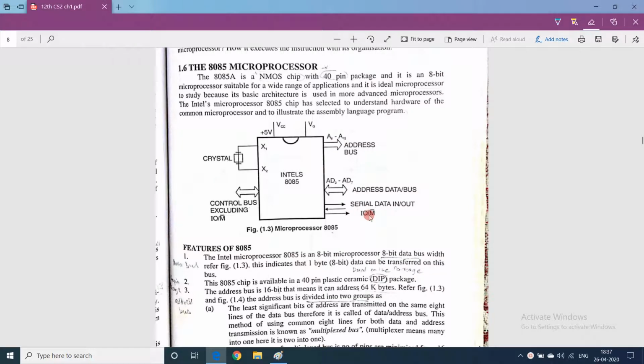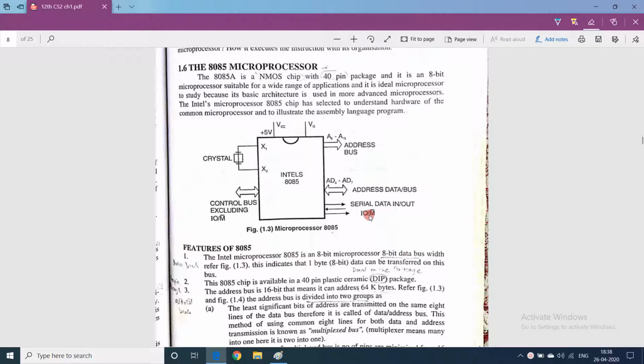In the previous lecture we had discussed program counter and stack pointer and also the block diagram of a generic microprocessor. Today we will start with the 8085 microprocessor. The 8085 microprocessor is an NMOS chip.